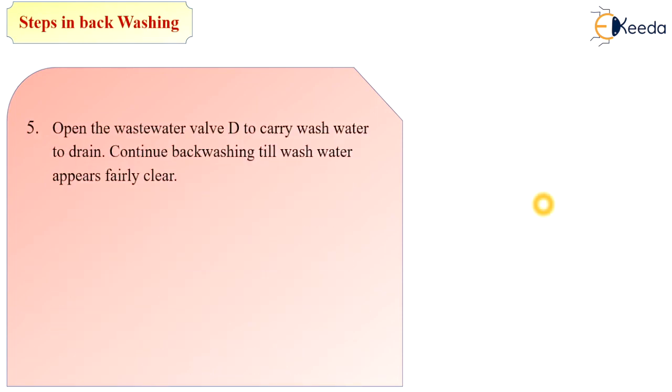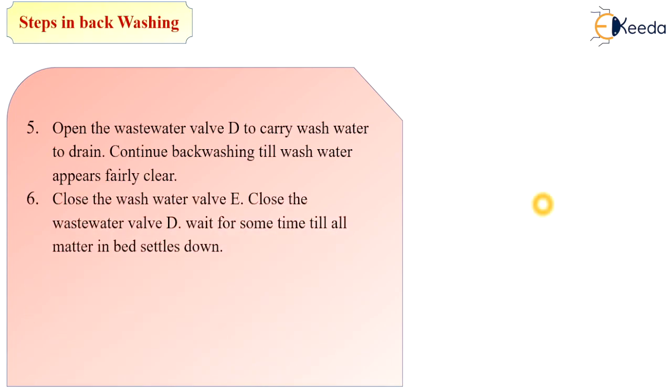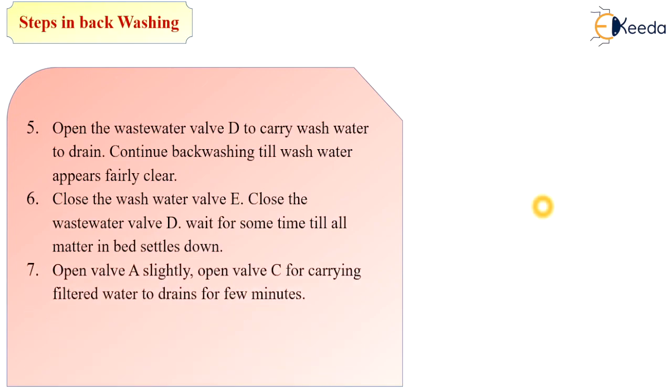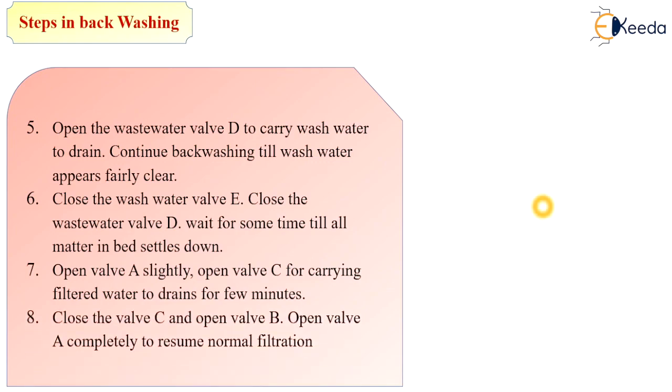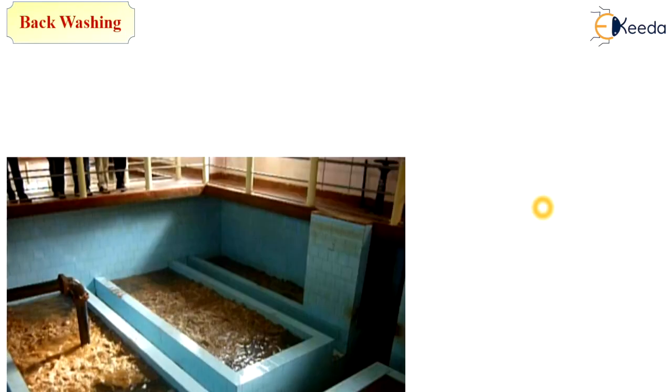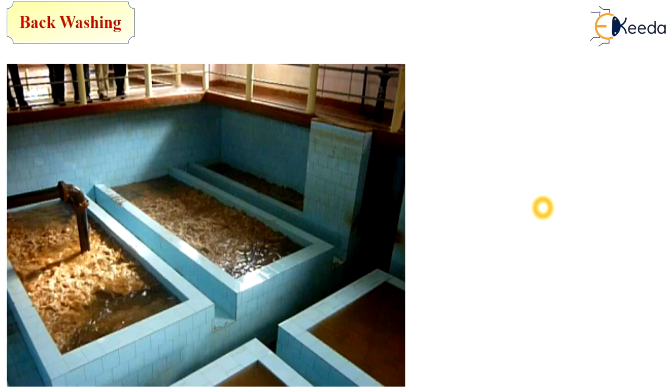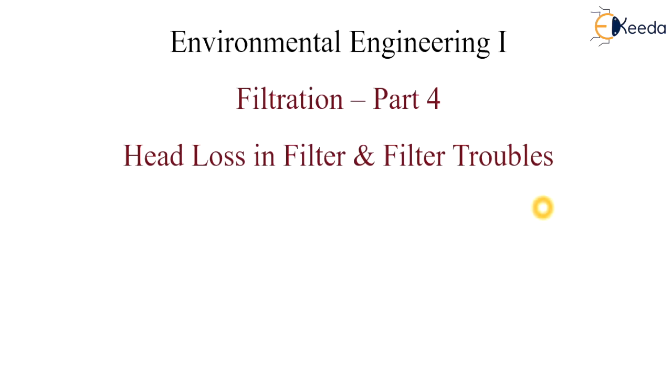Then open the wastewater valve D to carry the wash water to drain. Continue backwashing till the wash water appears fairly clear. Close the wash water valve E, close the wastewater valve D and wait for some time till all matter in the bed is settled down. Then open valve A slightly, open valve C for carrying the filtered water to drain for a few minutes. And close valve C and open valve B. Open valve A completely to resume normal operation of filtration. So this is the on-field process of backwashing. Thank you.